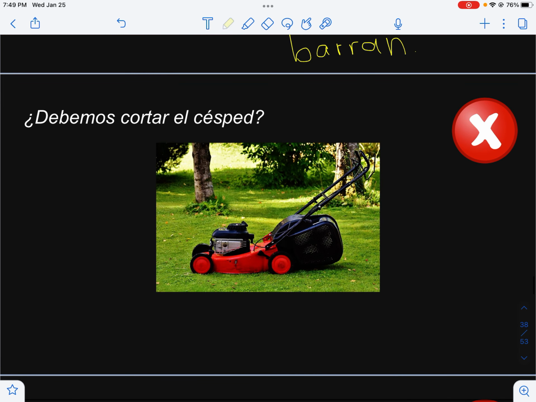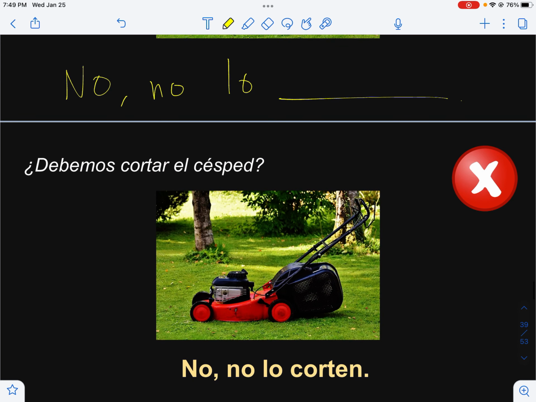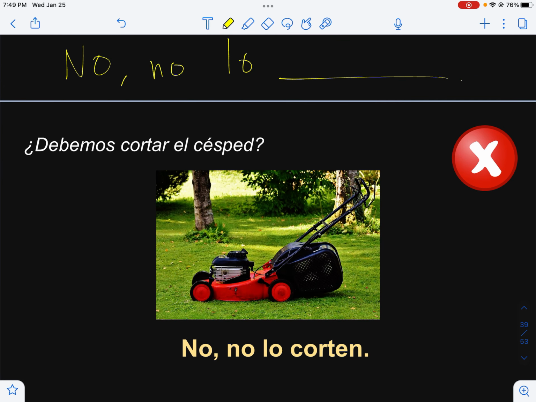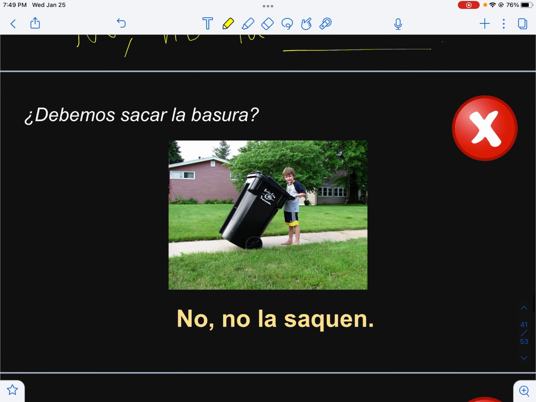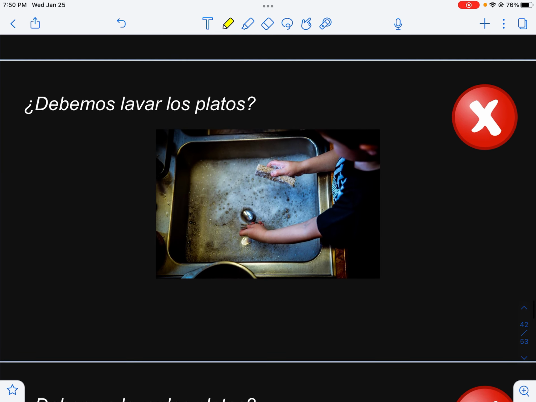Ya, debemos cortar el césped. No. Entonces tenemos no, no, pronoun, verb. El césped, lo, and then our verb, cortan. Or cortar gives us corten. There you go. No lo corten. Debemos sacar la basura. No, pronoun, verb. No, la, saquen. No, don't take it out. Don't take it out. I don't know why, but okay.